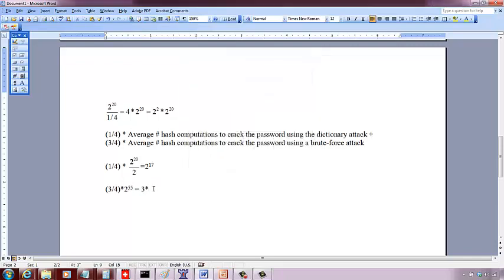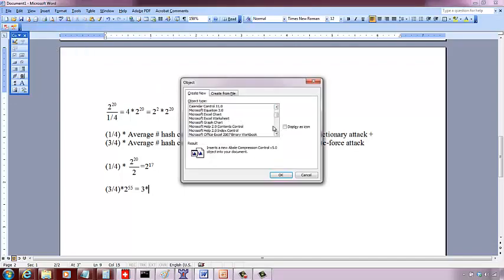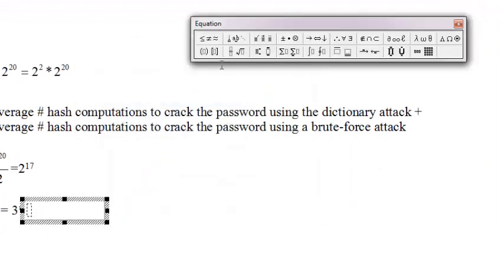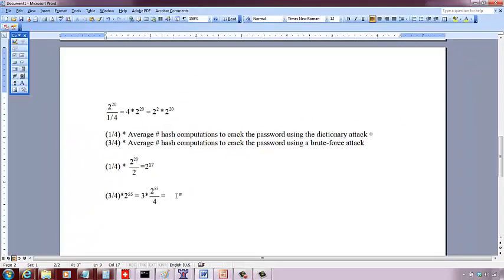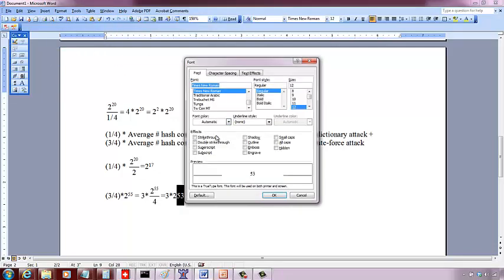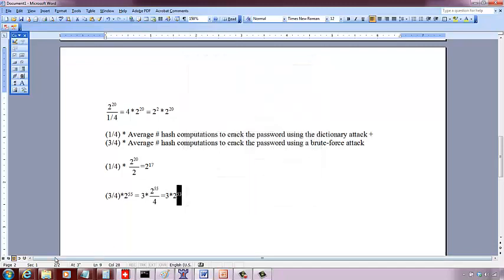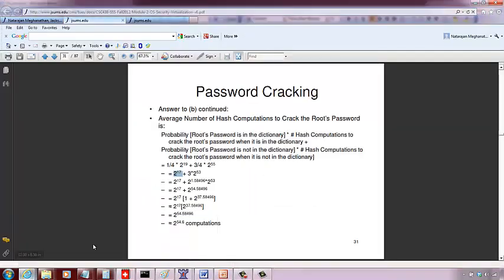3 times 2 to the 55 over 4. So 4 is going to be 2 squared, so this is going to be 3 times 2 to the power 53. Okay, so now what I'm going to do is, so this is what we have here now, right?